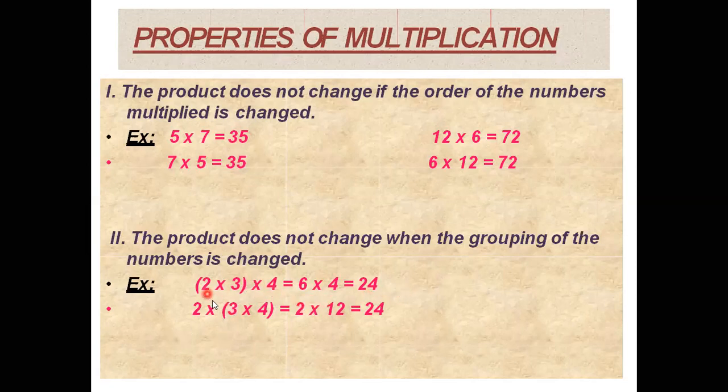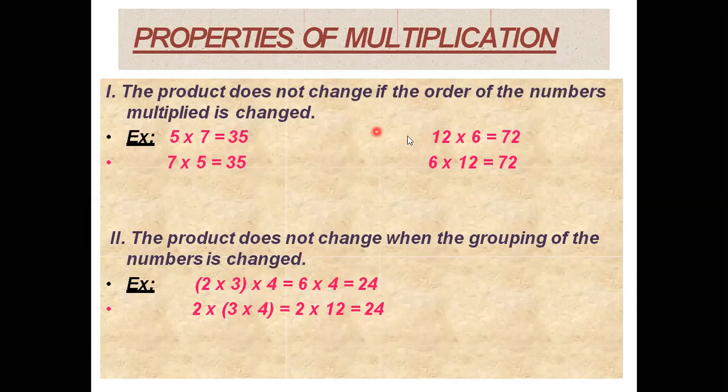Now here I will take the same numbers 2, 3, 4. Here I grouped 2, 3. Now I will group 3 into 4. These two numbers you have to multiply. 3 4s are 12. So now 2 into 12. 12 2s are also 24. So however you regroup, we will get the same answer only, 24.